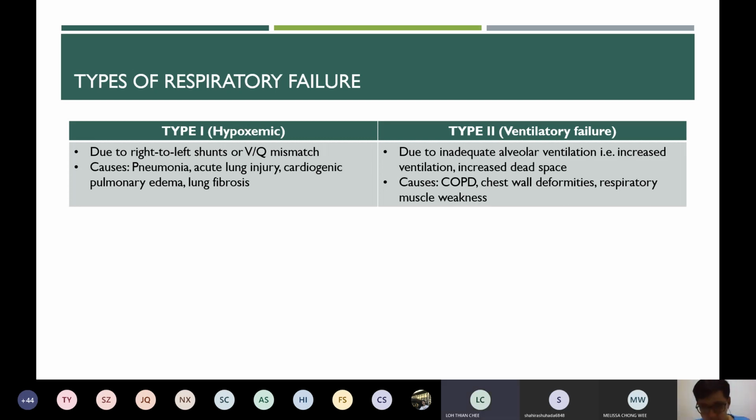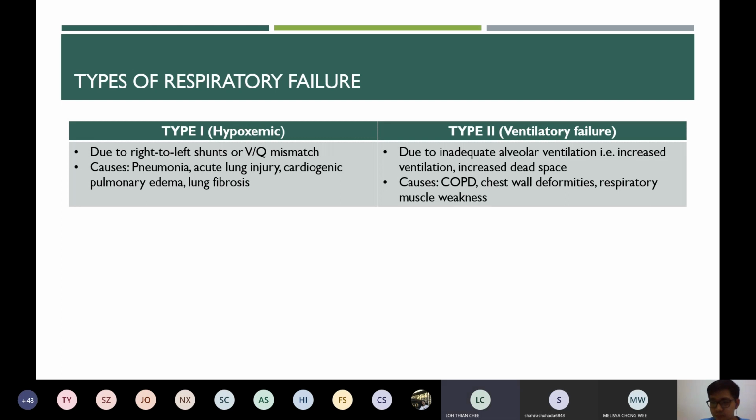Okay. So before I elaborate, I would expect all of you to know there are two types of respiratory failure, type 1 and type 2. Let me ask you one question. How do you differentiate type 1 and type 2 respiratory failure from arterial blood gas? Anyone? You can just type in the group chat. Okay, Edward Fu, you want to say something?